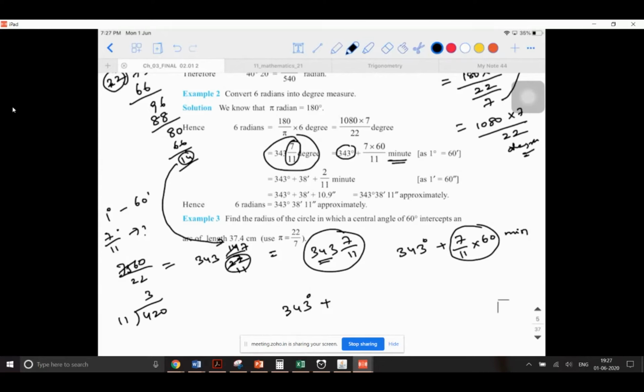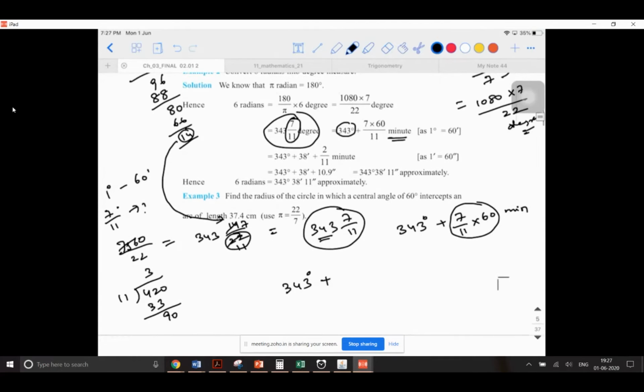What is it you are going to get? So this is going to be 3 times 33 and this is 90. Then how much is the value here going to be? It is going to be 8 here. So 88 and what is the remainder? 2. Then how do I write it? Tell me. 38 2 by 11. Can I write it like this? So 38 2 by 11. This is going to be what? 38 2 by 11 minutes.